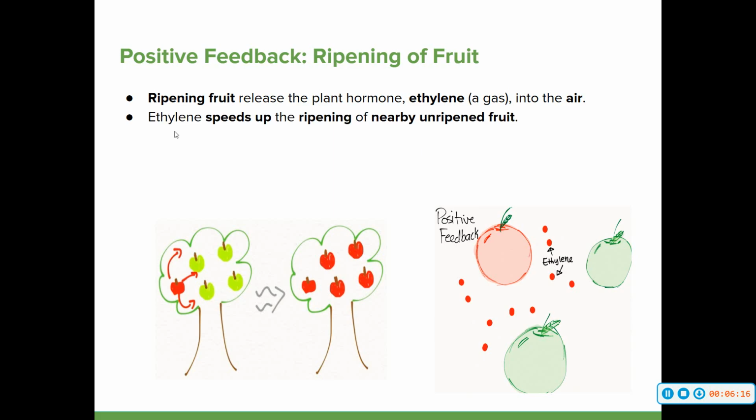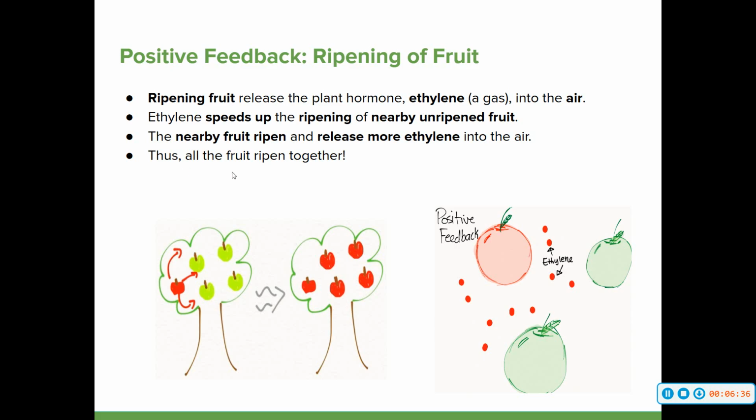Okay. Now ethylene speeds up the ripening process. So when nearby fruits that are not ripened yet are exposed to that ethylene, they're going to ripen, and since they're ripening, they're going to release more ethylene into the air, and that's why the fruits are going to ripen somewhat around the same time. So that's positive feedback loops.